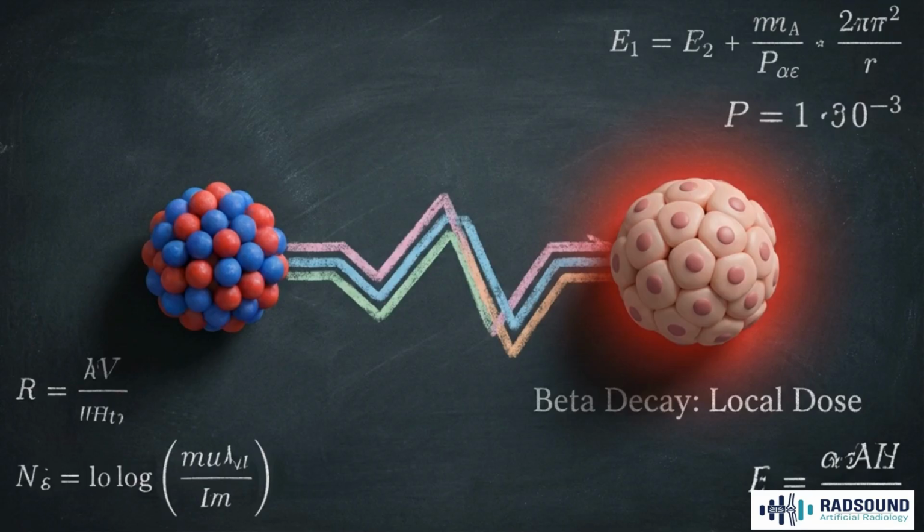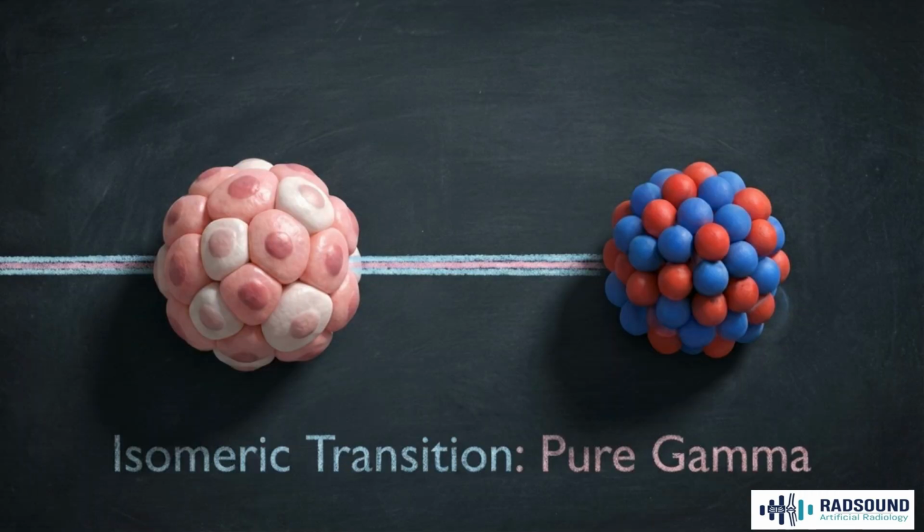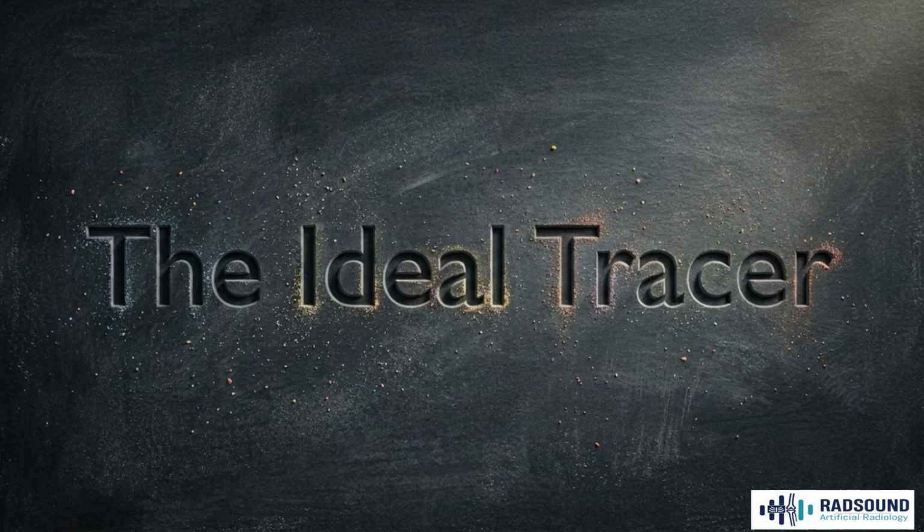For conventional imaging, we want to avoid the particulate emissions of beta decay, which dump kinetic energy locally into tissue. We prefer isomeric transition, where a metastable nucleus simply drops to a lower energy state and emits a clean gamma photon. This brings us to technetium-99m, the reference standard for diagnostic imaging.